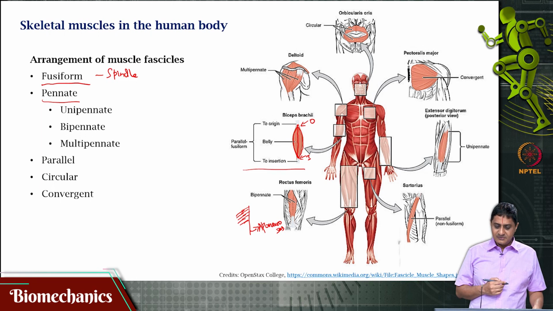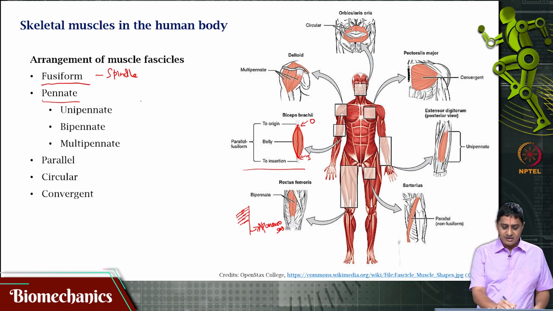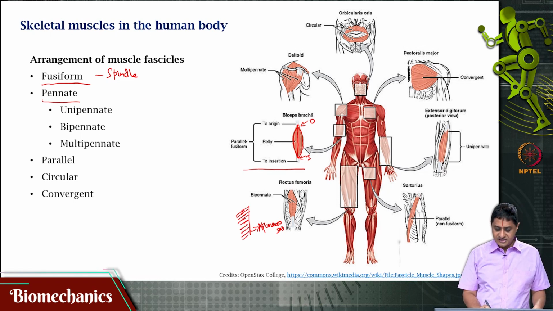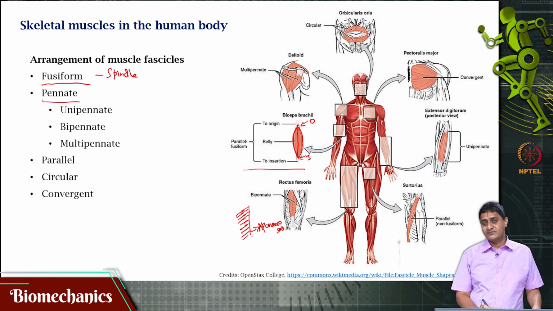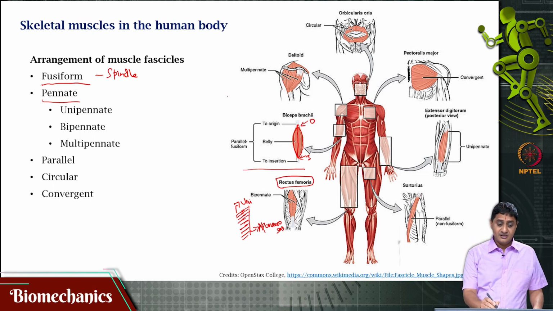And sometimes these pennate muscles come in many flavors. Sometimes you will only have this kind of an orientation of fibers. This has only a single orientation. This is called a unipennate muscle. Uni means only one orientation with respect to the internal tendon. But here you have the rectus femoris, one of the big muscles in the thigh. This is a bipennate muscle.